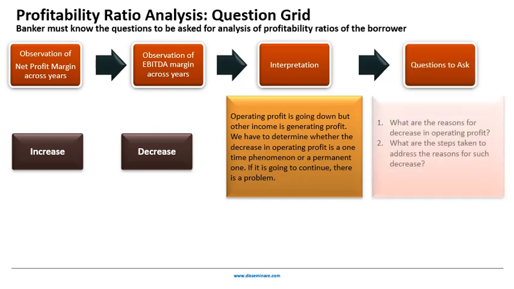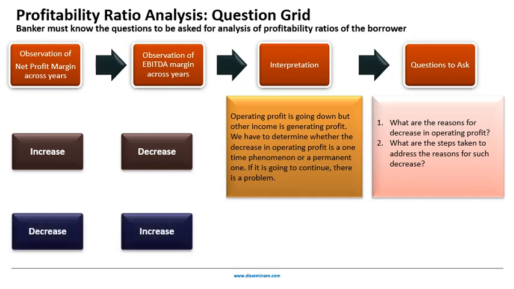The banker must ask the borrower the following questions. 1. What is the reason for the decrease in operating profit? 2. What are the steps taken to address the reasons for such a decrease? The response to the questions received from the borrower shall help the banker to take the case further. Click the next button to continue.